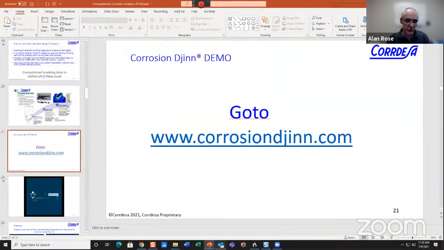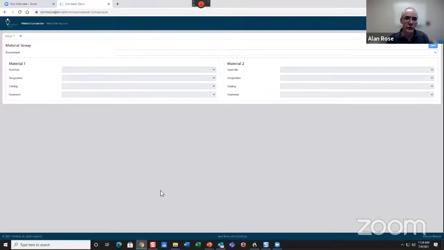Okay, so here I'm just going to jump out to Corrosion Gin. Okay, so this is Corrosion Gin. You can access it on the web. That's software as a service. That's how we do it. It's also available through a couple of different third parties.